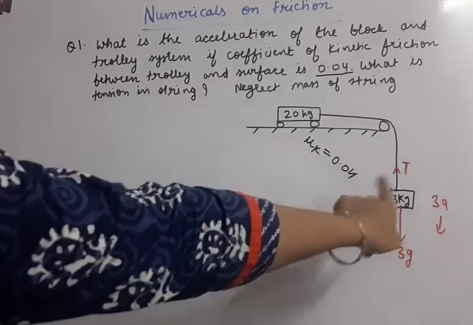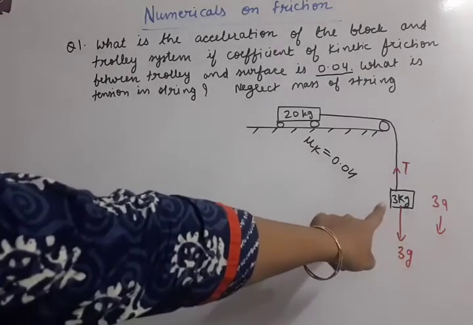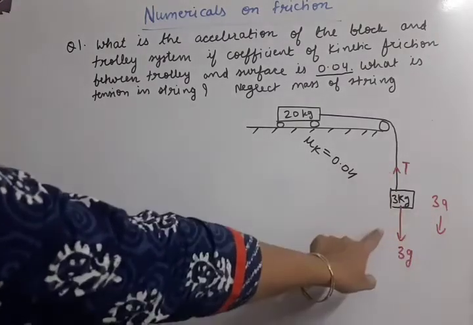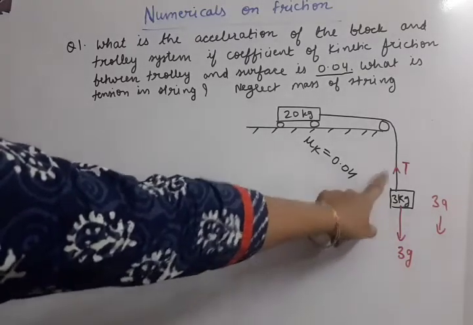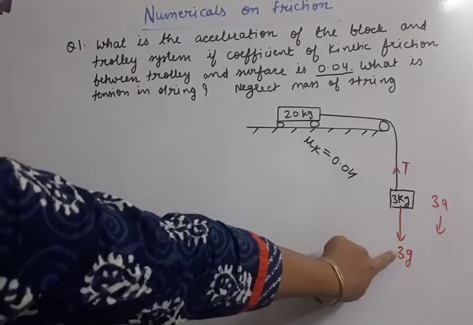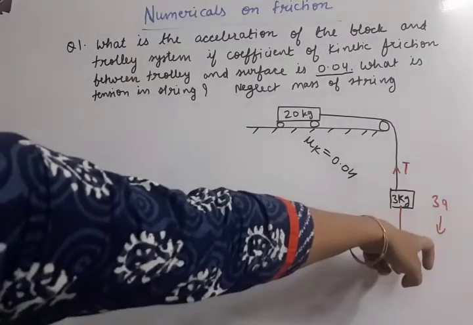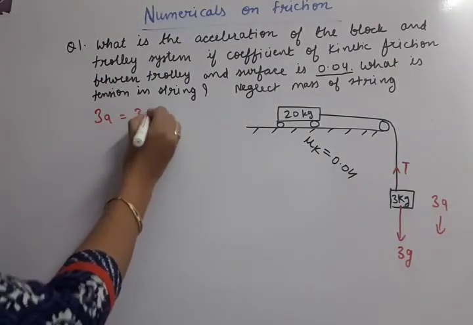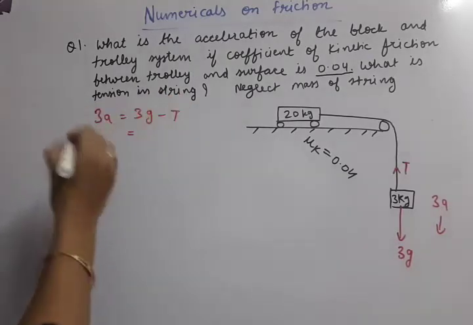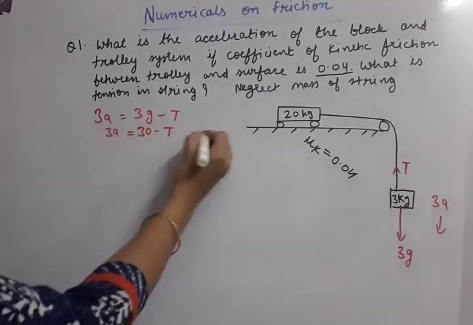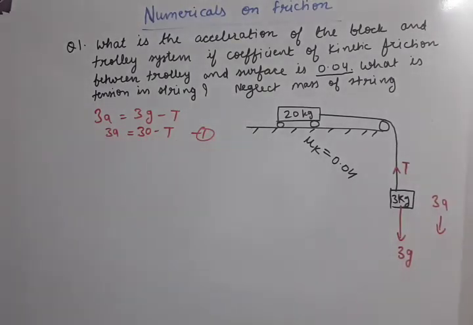So if we make the equation of this mass, ma is equal to the resultant force. Now the resultant of these two, T and 3g, are in opposite directions, so they will be subtracted, and 3g is greater than T because the direction of 3a is downward. So 3a equals 3g minus T. This will be the first equation. We can use g as 10, so it will become 30 minus T. This is our first equation which we are going to use to solve the tension and acceleration.